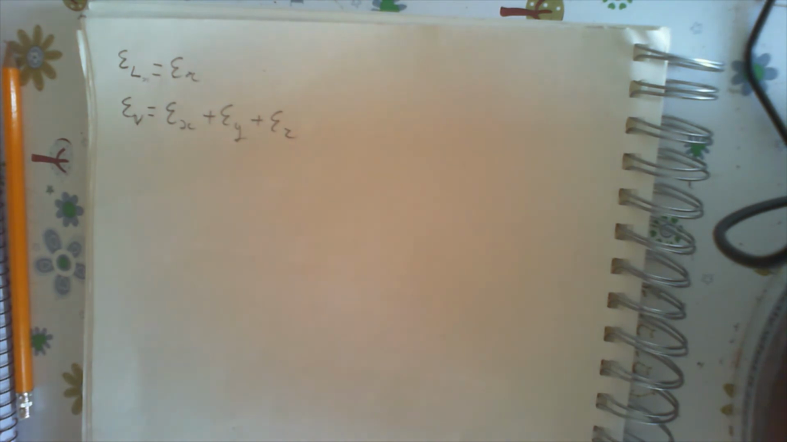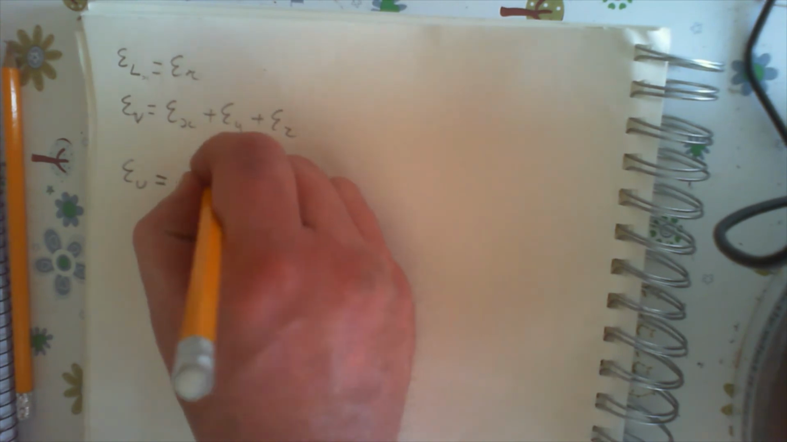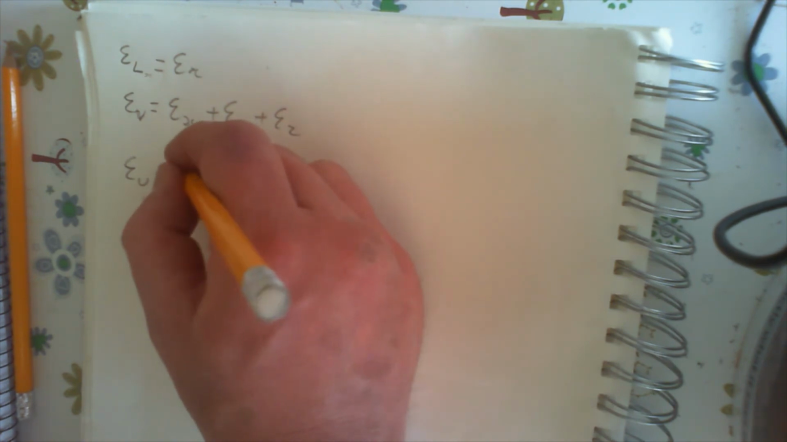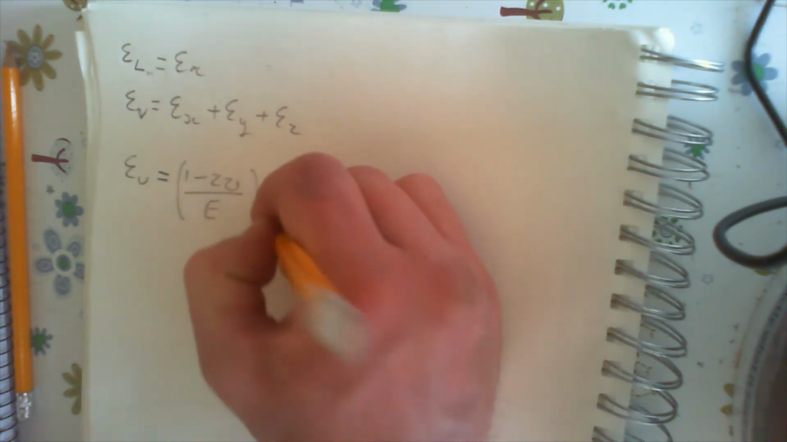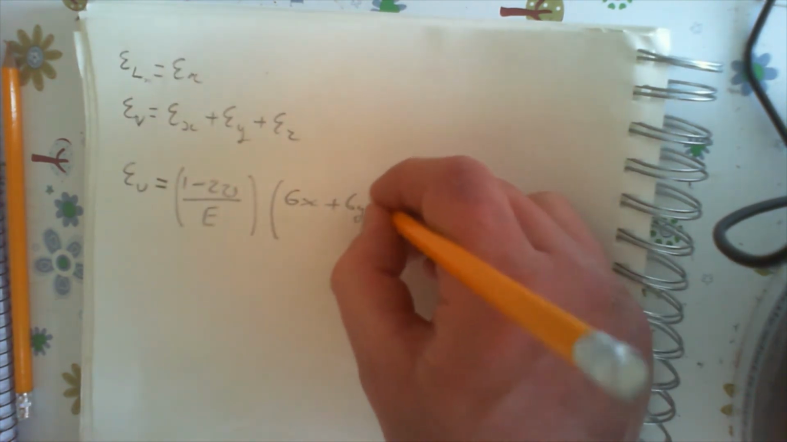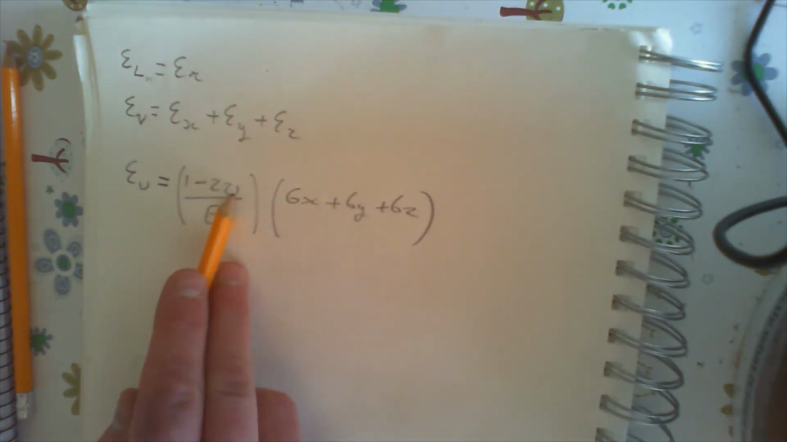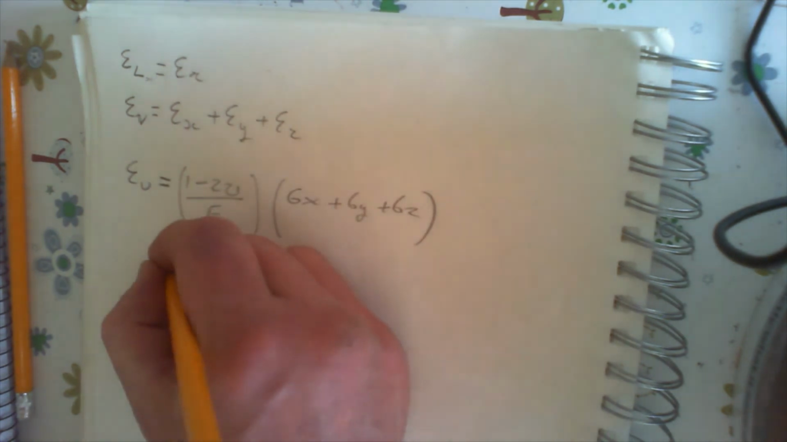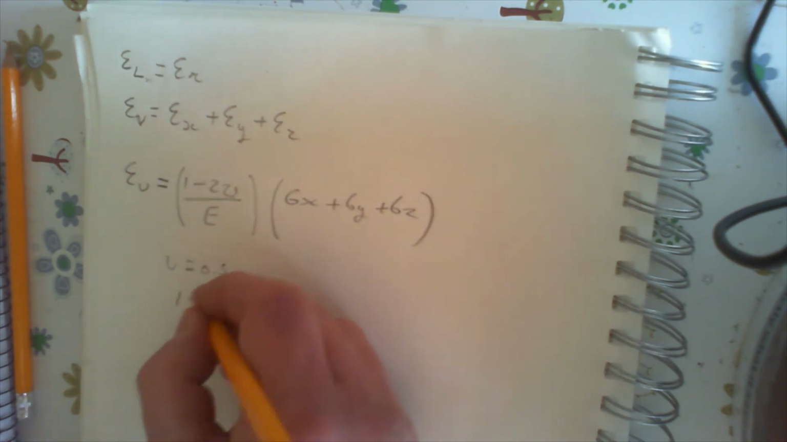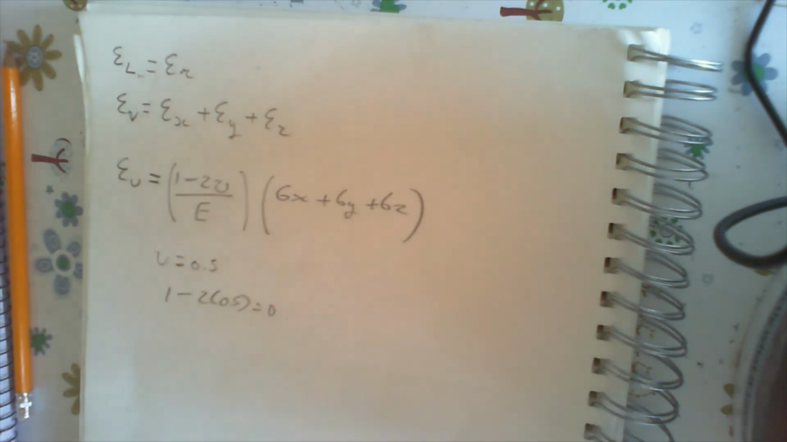If you plug all the equations into that, I'll not need to go into that, but what happens is you get this volumetric strain of 1 minus 2 Poisson's ratio over Young's modulus times the stress of x plus the stress of y plus the stress at z. Now see what happens if this Poisson's ratio equals 0.5. This 1 minus 2 times 0.5 is going to equal 0, so this is all going to equal 0.